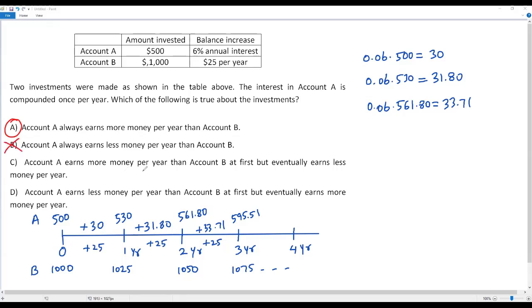Option C says account A earns more money per year than account B at first, but even when he earns less. That cannot be accepted, because even at last, account A will earn more money than account B. So this one also can be rejected. And option D says account A earns less money per year than account B at first. That cannot be accepted either. Even at first, account A earns more money than account B, but it says account A earns less money. So this one also can be rejected. So the correct answer choice for this question is option A.